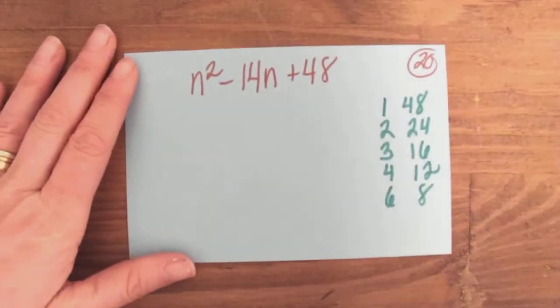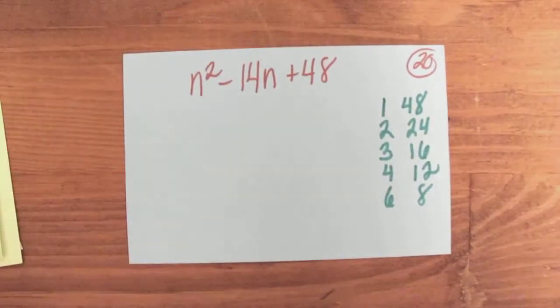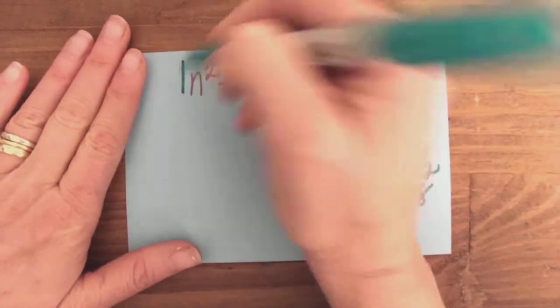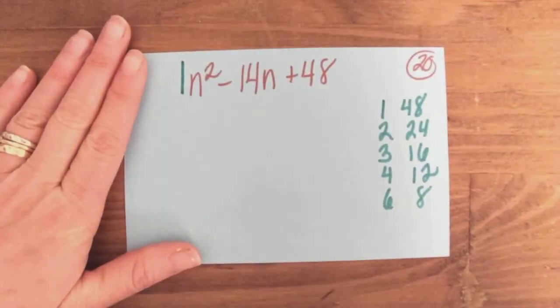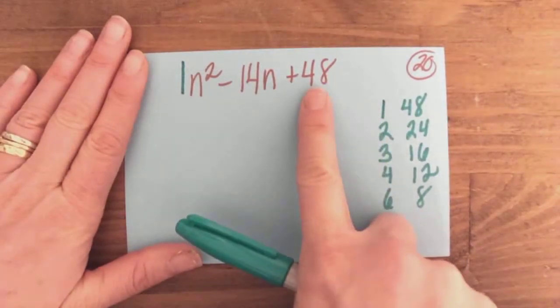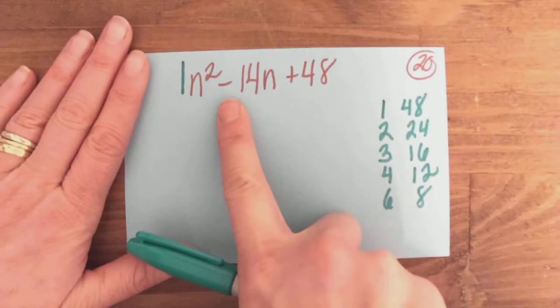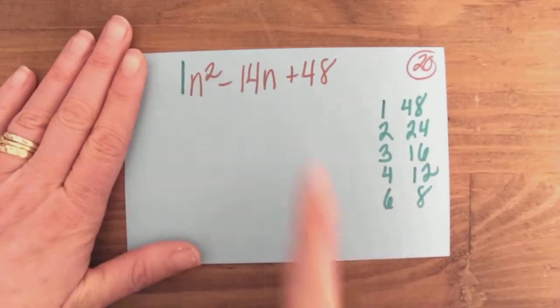Welcome to the second video about factoring. Same idea holds true for this one because my lead or first coefficient is 1. You want to think of numbers that multiply together to give you 48, but this time they need to combine or add to give you negative 14.